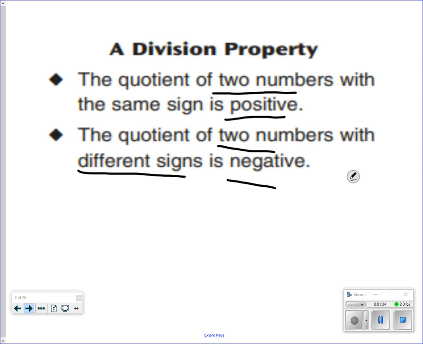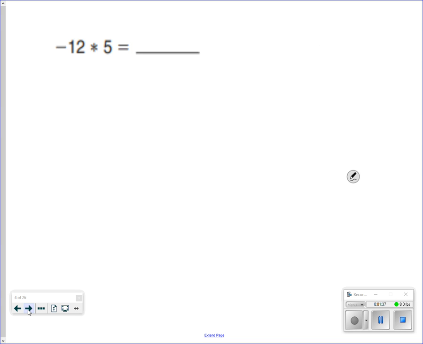So watch closely as I go through these here. So right here I have two numbers with different signs. So my answer is going to be negative. Now I simply just multiply. 12 times 5 is 60. So my answer is negative 60 because I have a negative number times a positive number. Take a look at the next one. I have a negative number divided by a positive number, so my answer is going to be negative. 63 divided by 7 is just simple division then, and that equals 9. So negative 63 divided by 7 is negative 9. I have a positive divided by a negative, so my answer is going to be a negative. 24 divided by 4 is negative 6.